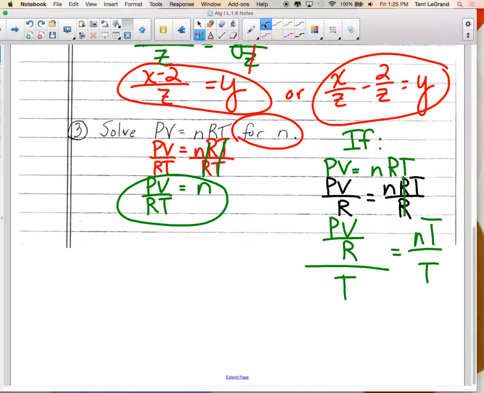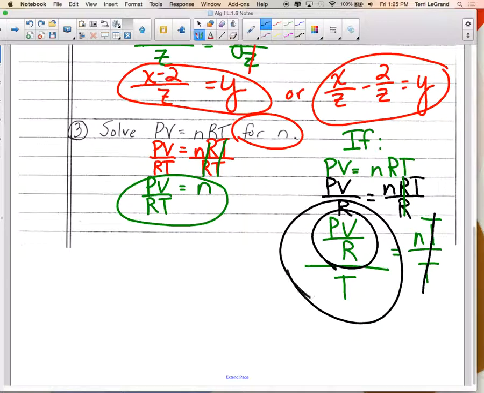Well, these guys cancel and presto, n is by itself, but you will never see an answer anywhere in math, nor will it ever be accepted, when you have a fraction within a fraction. When you have a fraction within a fraction, you cannot leave an answer like that. Eventually, we would have to figure out, okay, well then how do I take this fraction and divide it by T? And eventually we would get it to that. In fact, challenge yourself with that.